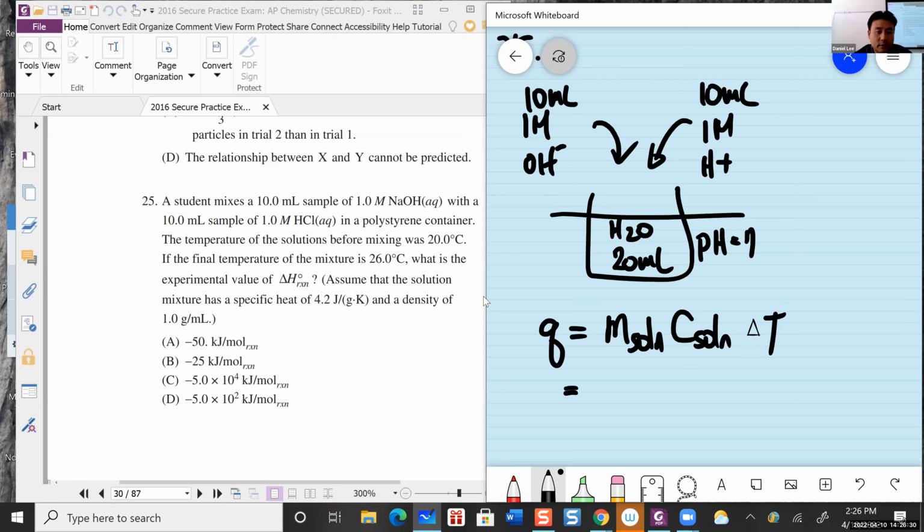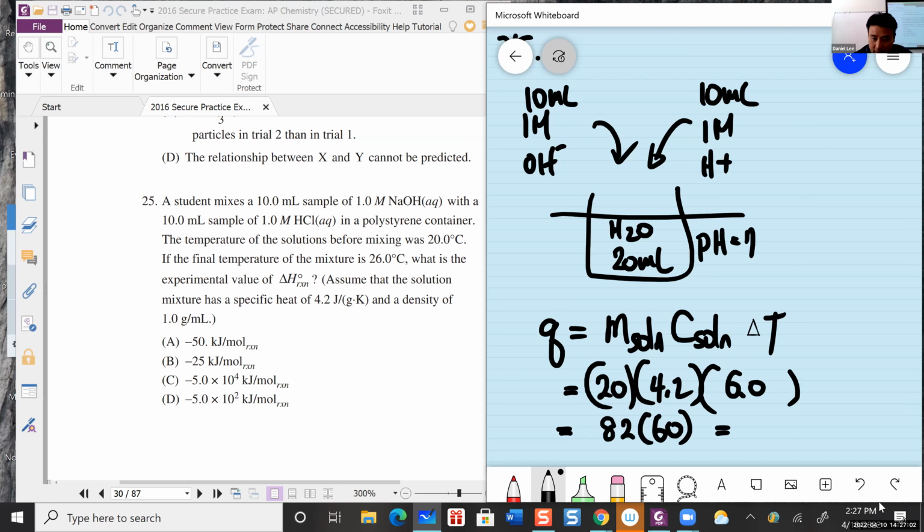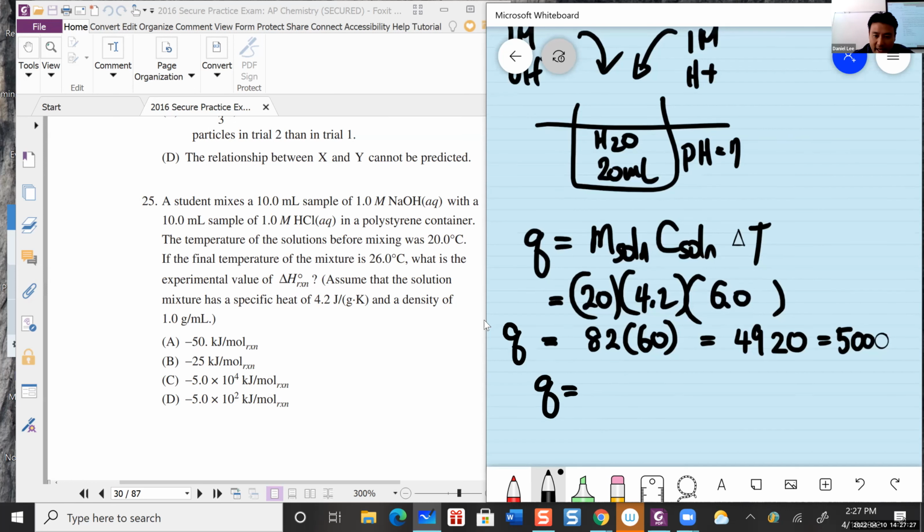You see the mass of solution is 20 mL, which is 20 grams, because the density, we're told, is 1. The specific heat capacity for the solution is 4.2, and the change in temperature, you heat it up from 20 to 26, 6 degrees. This would be like 20 times 4.2 is like 82, times 60. 82 times 60 is about, what is that about? About 50,000, right? Not 50,000, I mean almost like 5,000, okay? So approximately 5,000. Okay. So that is Q. So Q is about 5,000 or 5 kilojoules released.